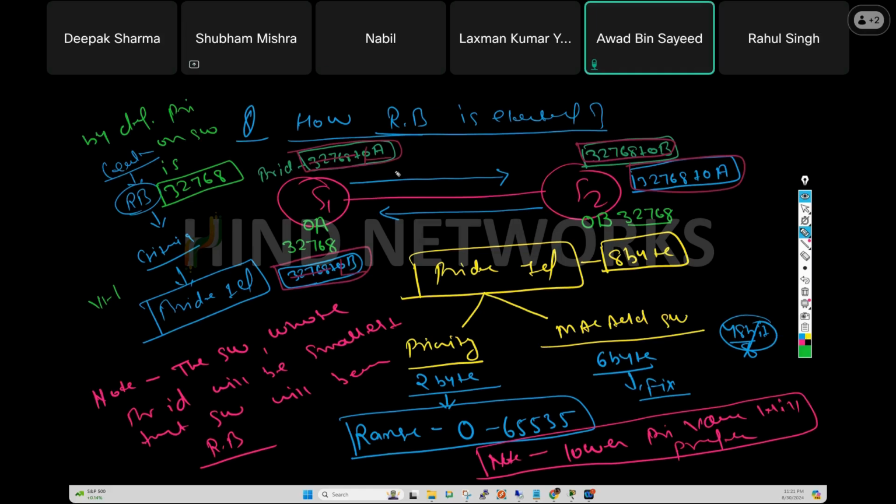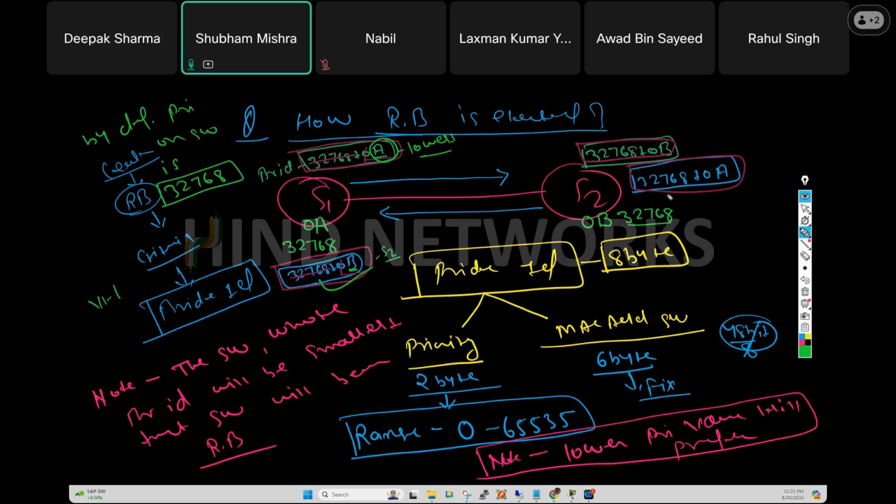Now, what is the bridge ID here? A. And what is here? B. So between A and B, which is the lowest? A is the lowest. It means switch number 1 now understands my bridge ID is lowest compared to switch number 2. Yes or no? Everyone tell me.